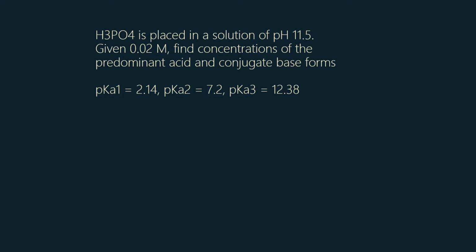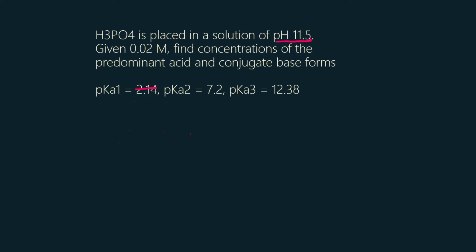H3PO4 is placed in a solution where the pH is 11.5. Given 0.02 molars, find concentrations of the predominant acid and conjugate base forms. And we're given the pKa values. We start off with a pH of 11.5. So now let's take the plus and minus 1 ranges of each of the pKa's. So for the first one, minus 1 gets us this, and plus 1 gets us this.